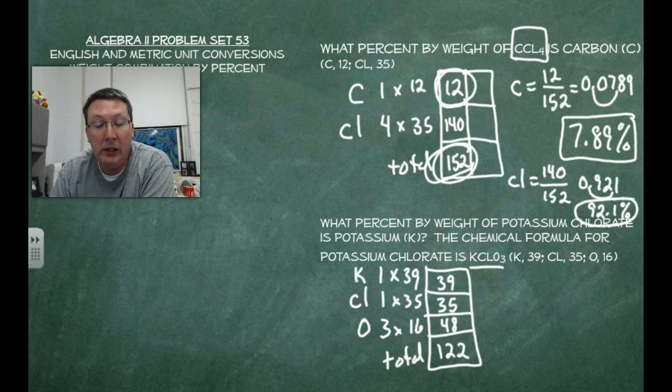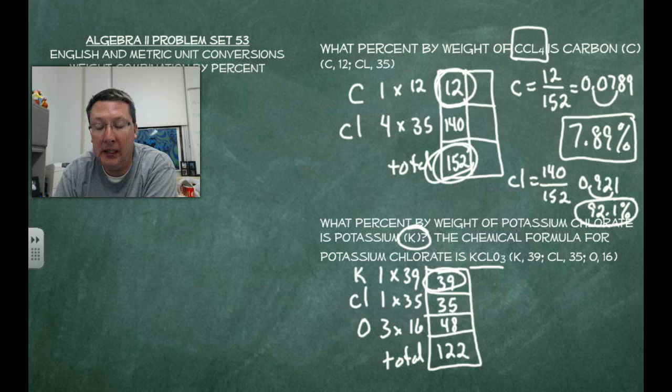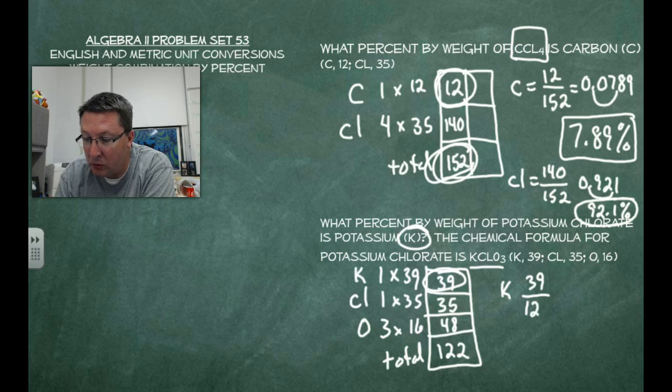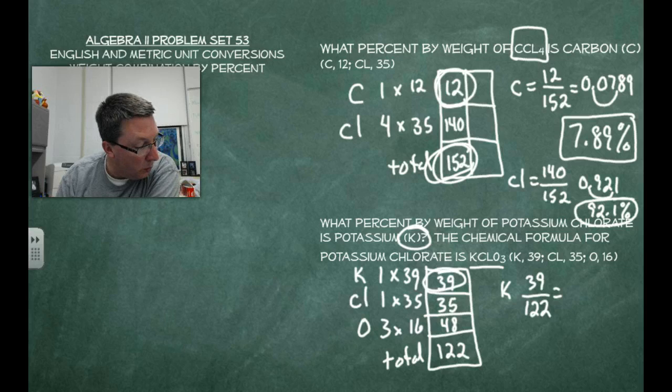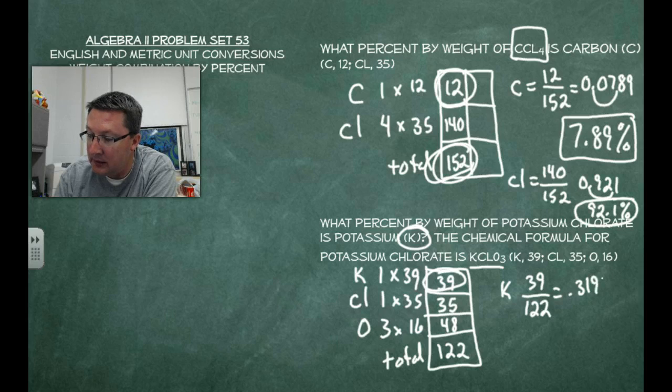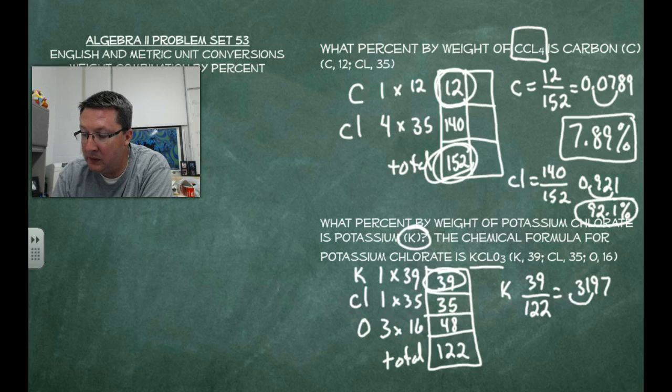Okay, no matter which one they want to know the weight by percent for, we're still going to set up the same table. In this problem, we want to know the weight by percent for potassium. So just the K. So I take that 39. It's 39 grams out of the total 122, and we simply divide that. 39 divided by 122 is 0.3197, and I turn that into a percent by moving the decimal over 2 places, so I get 31.97%.